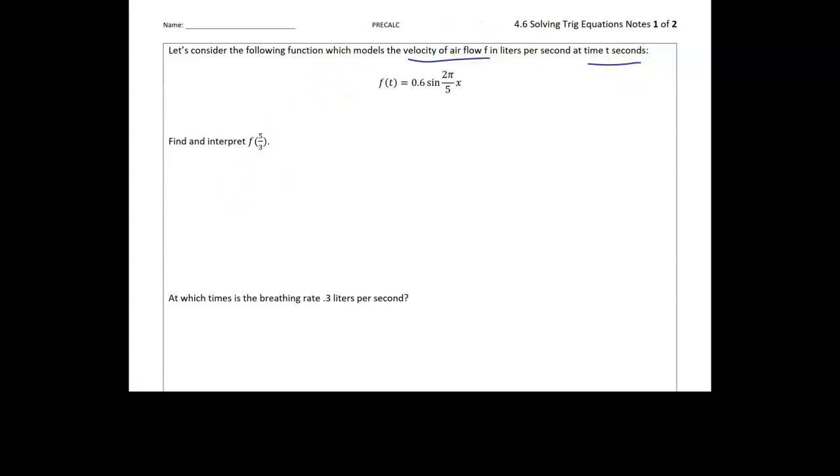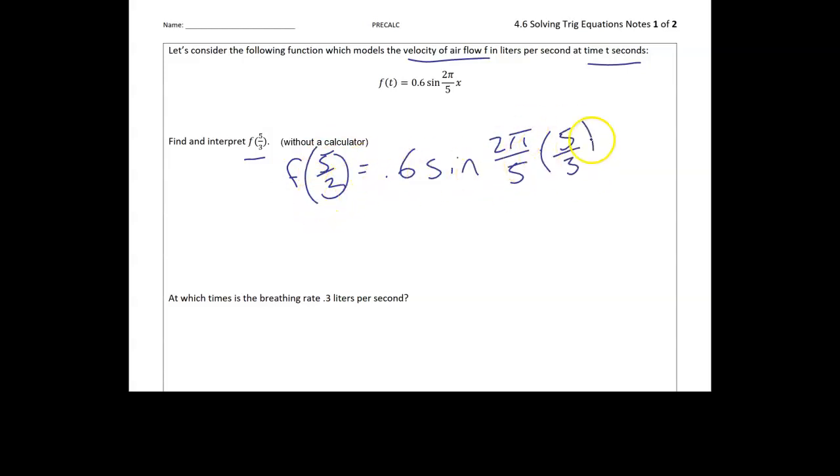And you might want to make a note here that we're interested in solving all these without a calculator, so we're calculator free for this unit. So those values that you memorize on the unit circle are going to come in handy. So find and interpret, so we're going to write a little sentence about this value f of 5 over 3 once we get it here. So this of course means I replace my t with 5 over 3.